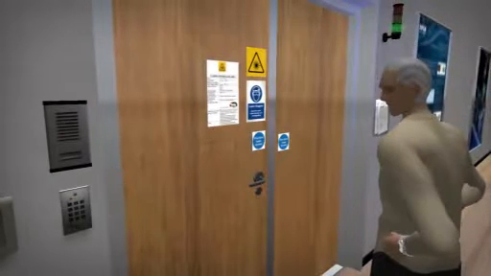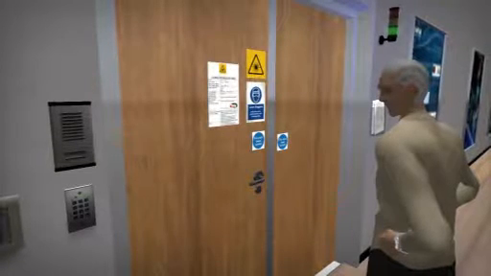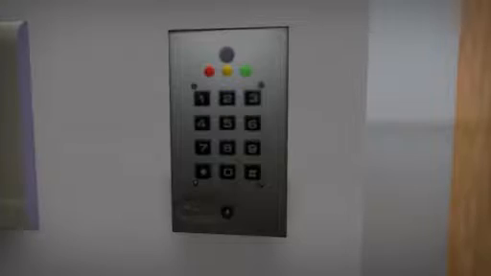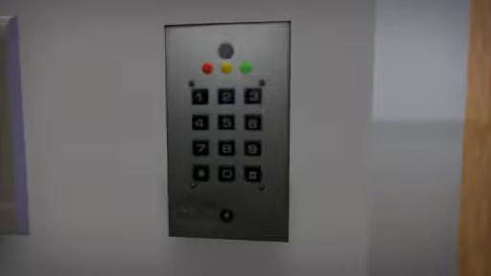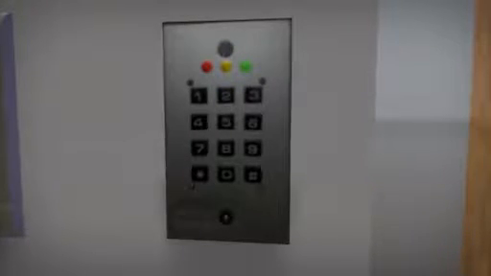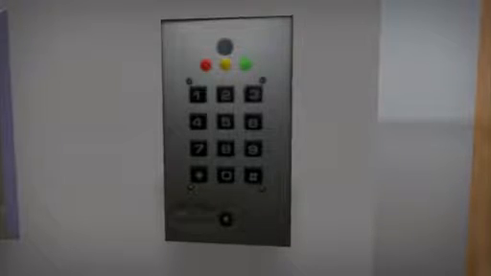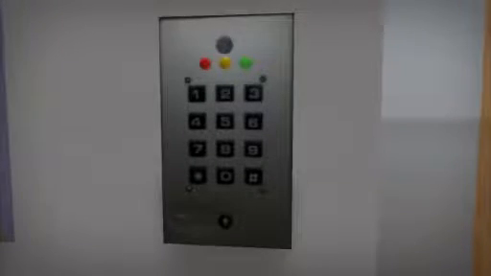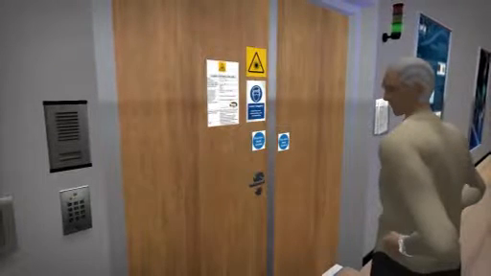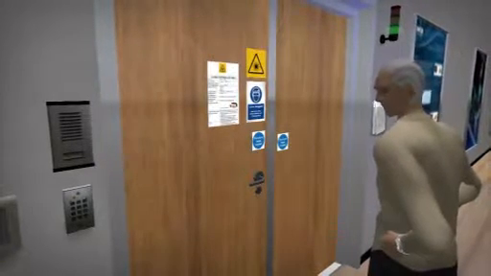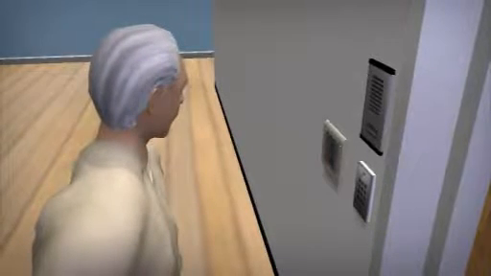Entry is always restricted for areas containing hazardous lasers, and you will usually need a swipe card or a secure numerical passcode to enter. Some areas may require the use of a personal access key. Access should only be made available to authorized personnel. All other persons must be accompanied by an authorized member of staff, whatever their reason for entering the lab.